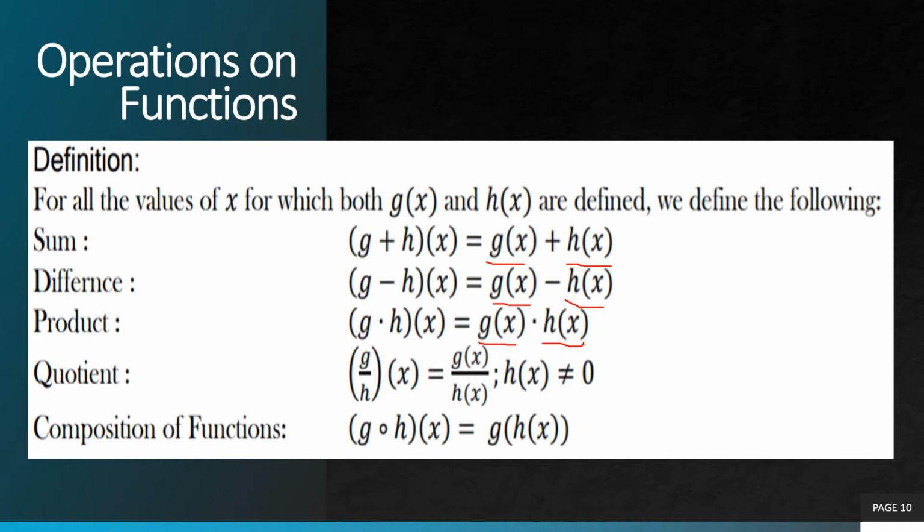And for the last one, g circle h of x, it is just g of h of x. Or in other words, the value of h of x will be the input for g, or the range of h of x will be the domain of g of x.